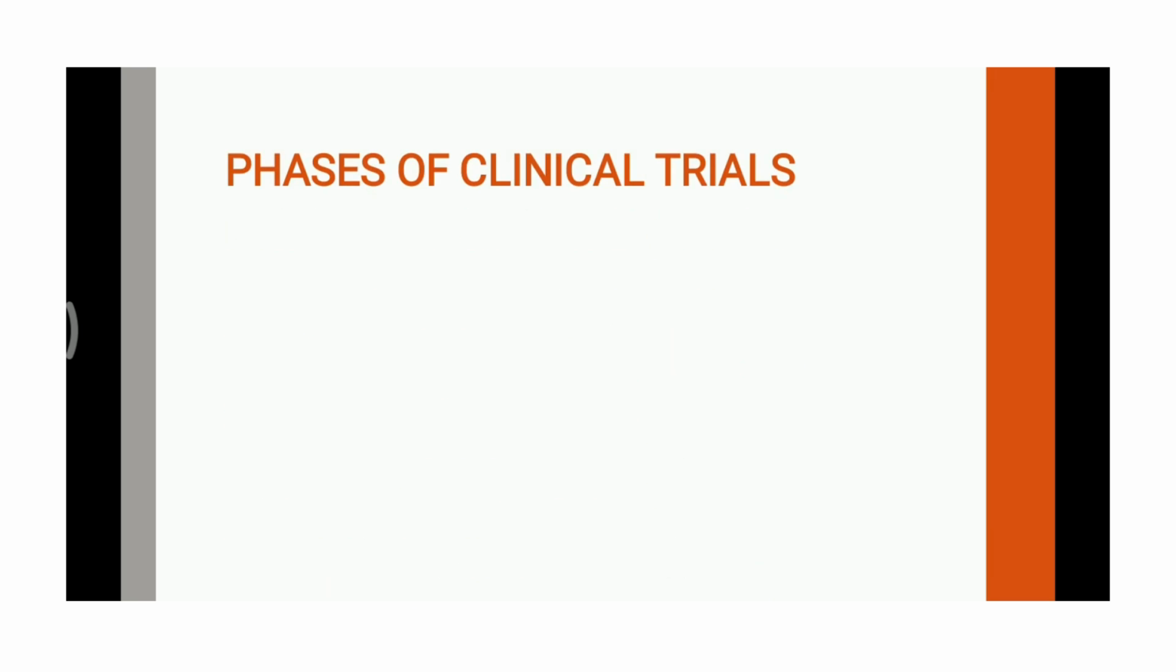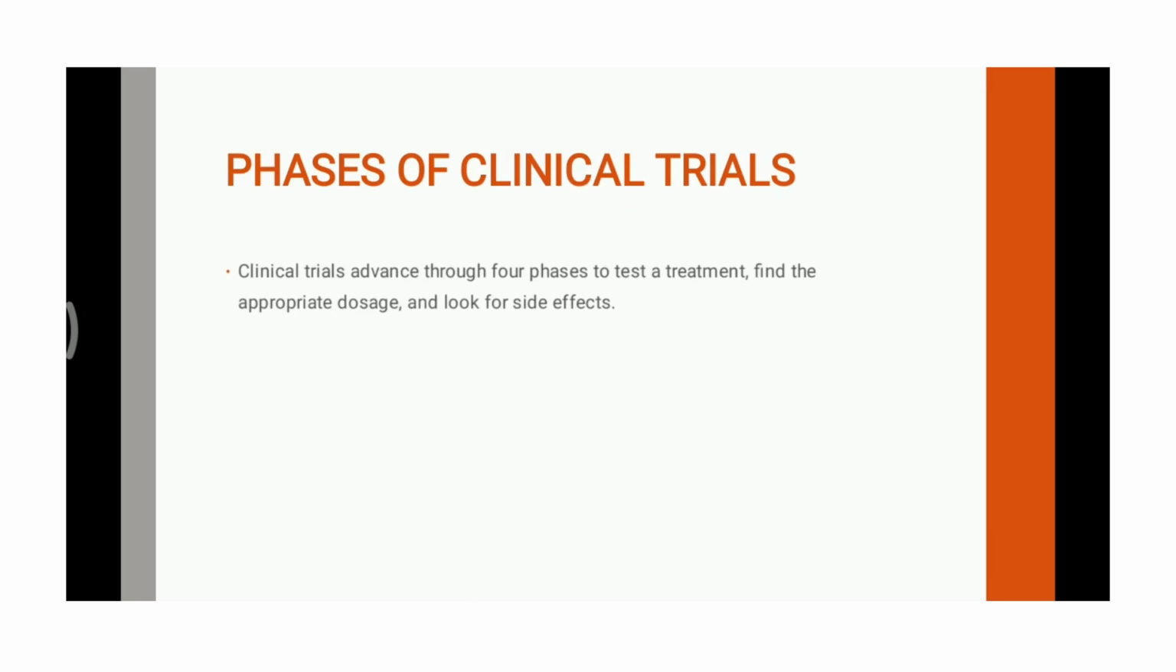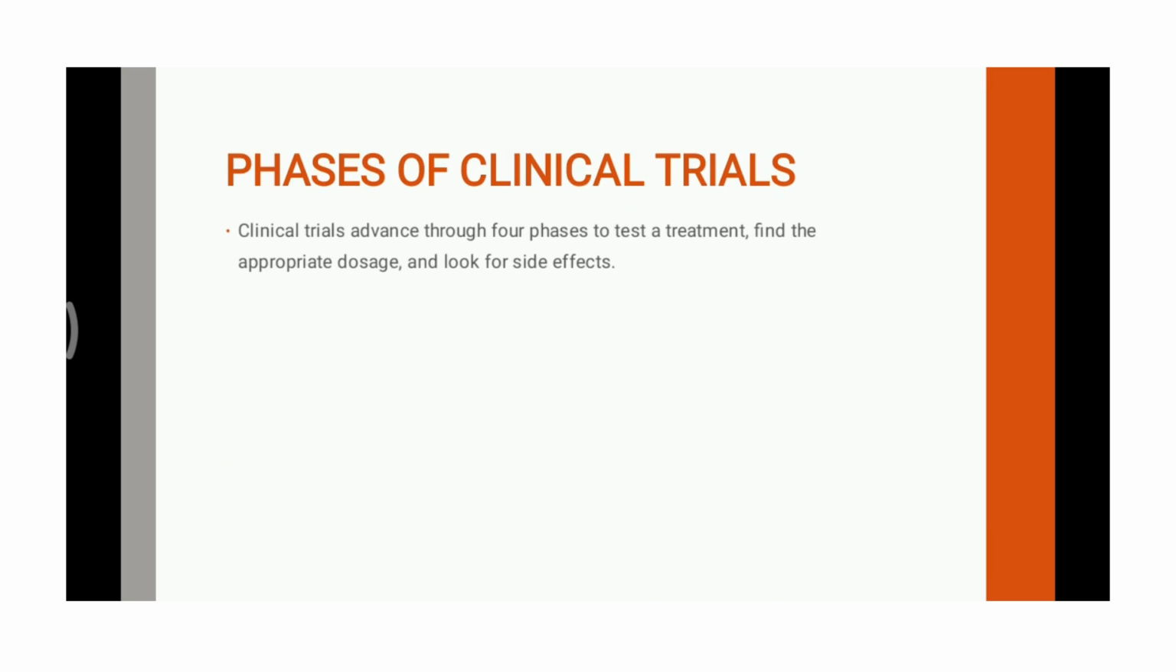So what are the phases of clinical trials? Clinical trials advance through 4 phases to test a treatment, to find out the appropriate dosage, and also to look for side effects.